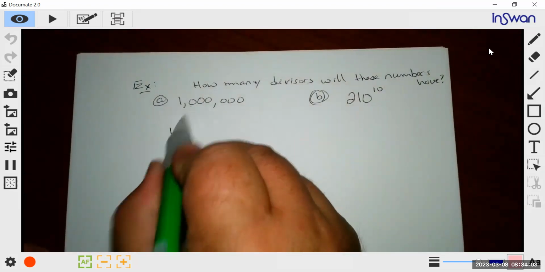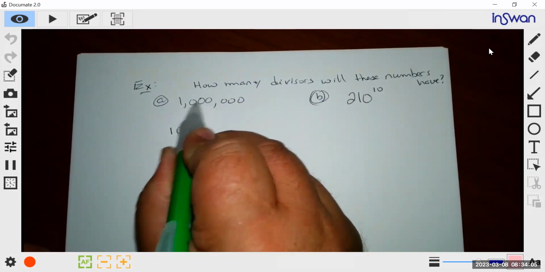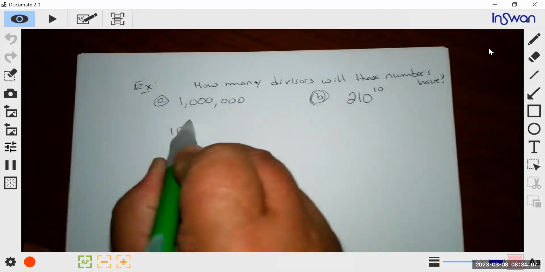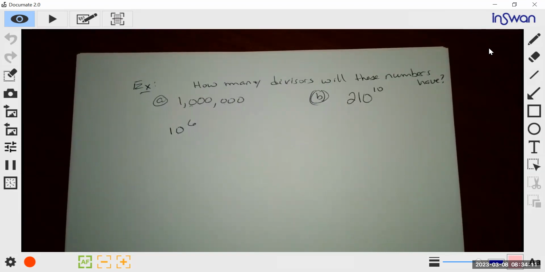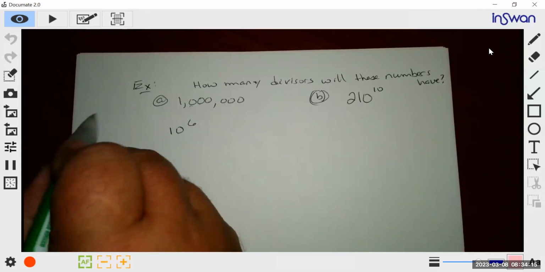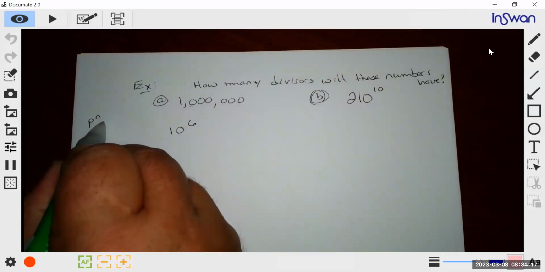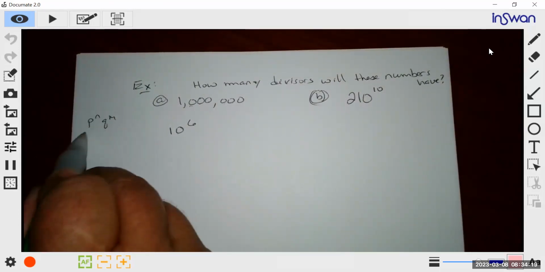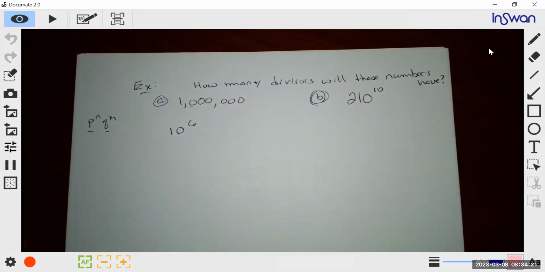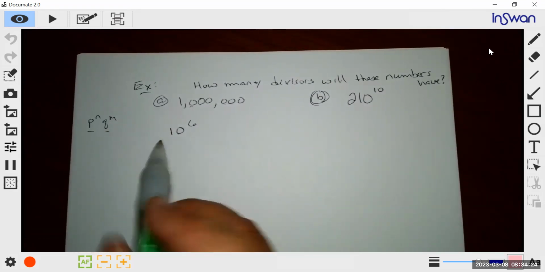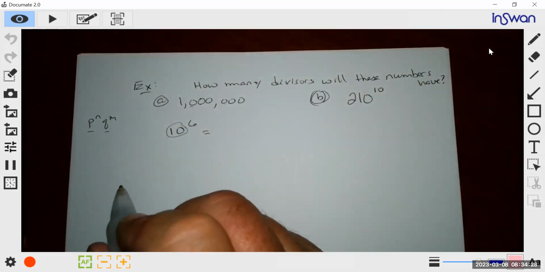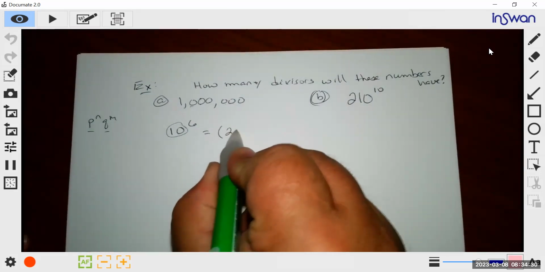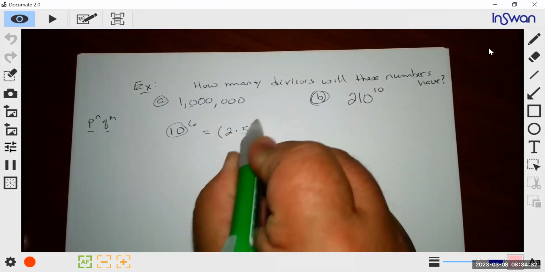What you end up with is, since it's 10, 1, 2, 3, 4, 5, 6, this is the same thing as 10 to the 6. 10 times 10 times 10. Using our theorem, remember, we have to have P and N and Q and M, where P and Q have to be prime numbers. Is 10 a prime number? No. So what is 10 made up of? We have to go down to make those into prime numbers.